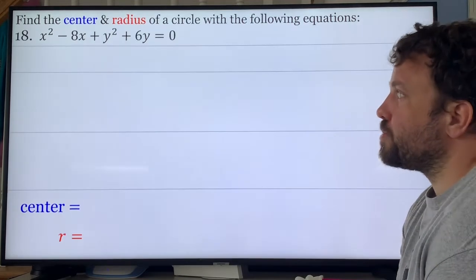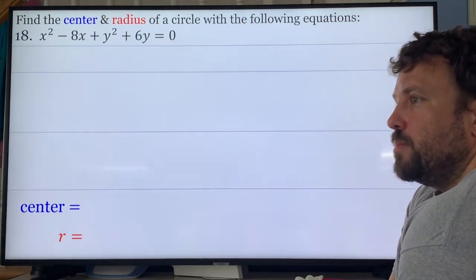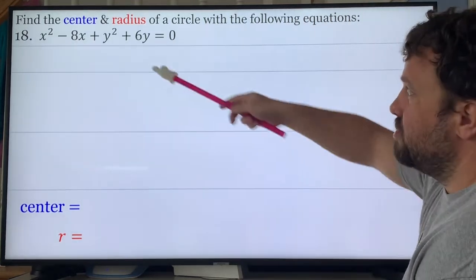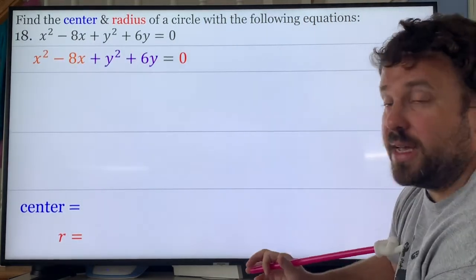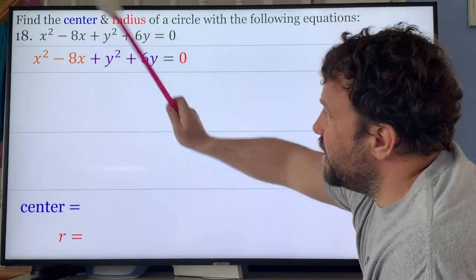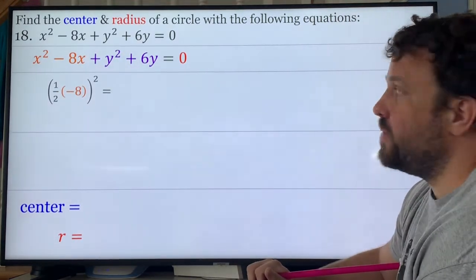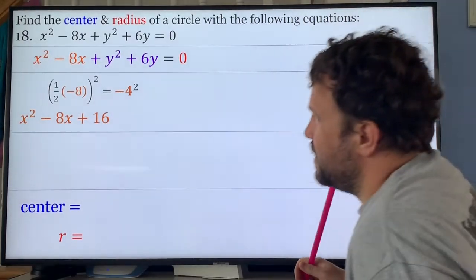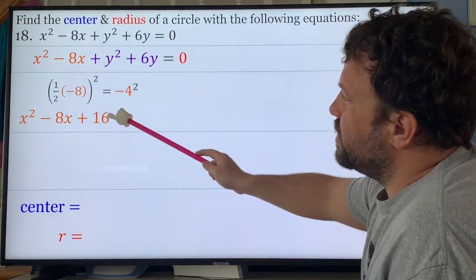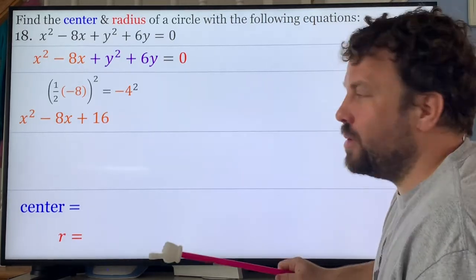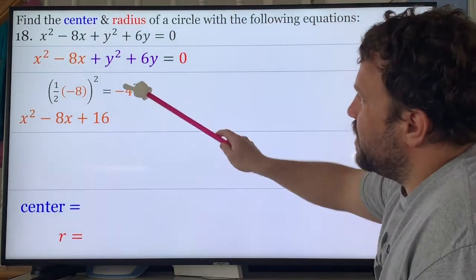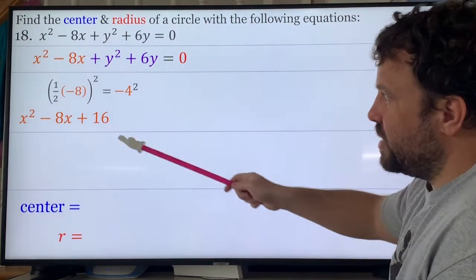Try 18. You finished already? Awesome. So, no hints. Original equation is the same. Perfect square, you're going to use negative 8. Half of negative 8, squared. Half of negative 8 is negative 4. Negative 4 squared is 16. Okay? This number always becomes positive. So this negative 4, technically I should put it in parentheses, because you're squaring the whole entire negative 4. Negative 4 times negative 4.